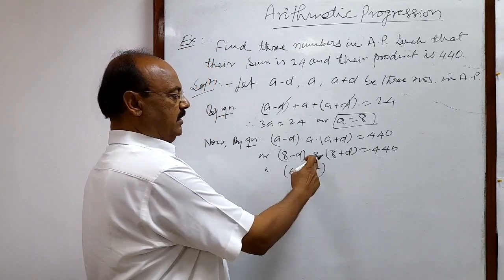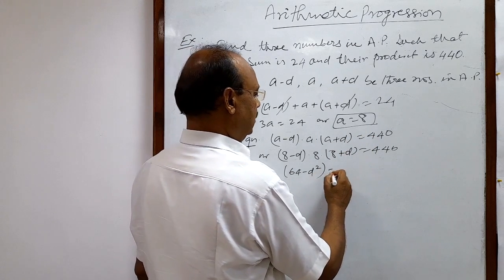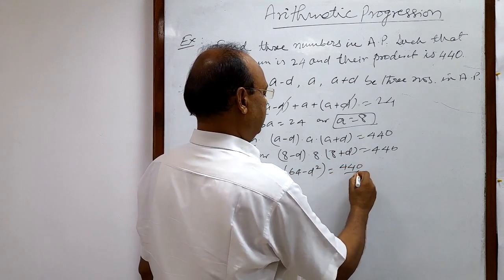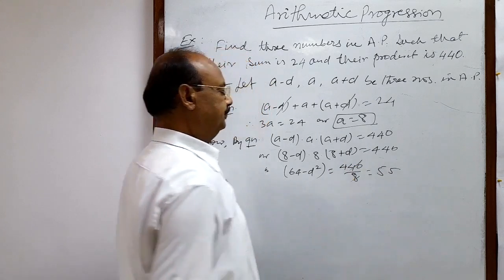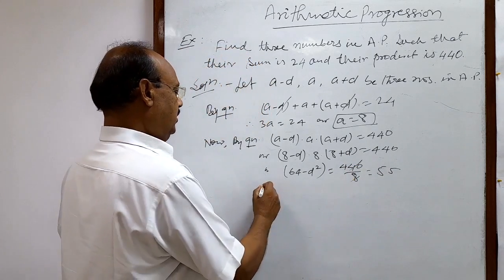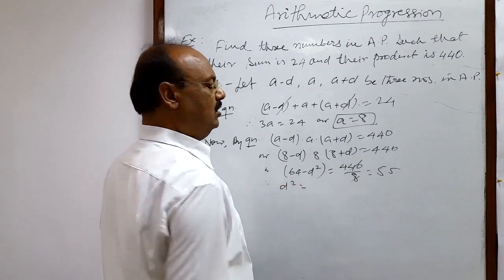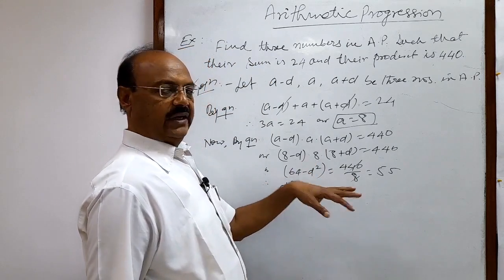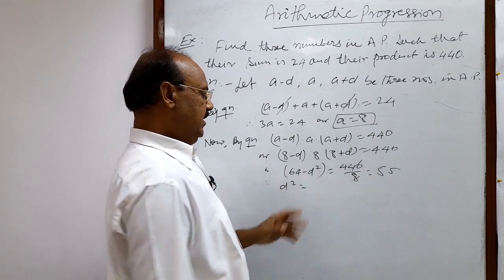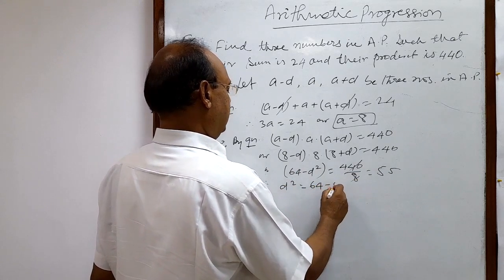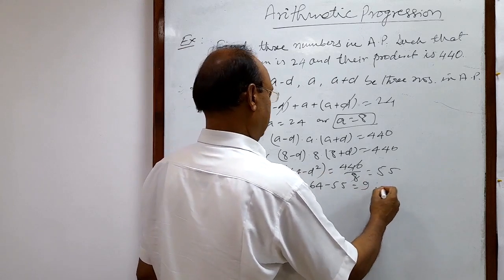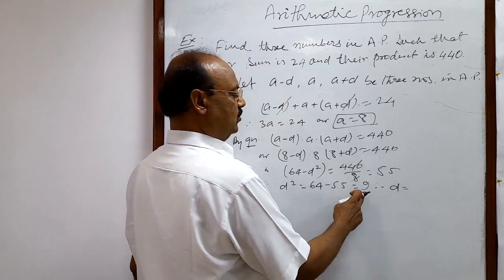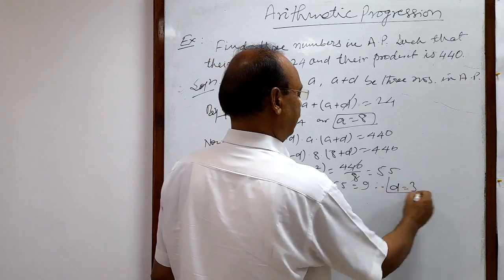Correct? And this 8 will be transposed to the right hand side. So, this is equal to 440 divided by 8. This is equal to 55. Okay. So, therefore, d square is equal to how much? You transpose d square to that side, 55 this side. So, this is 64 minus 55 and this is equal to 9. And therefore, d is equal to how much? Square root of 9, that is 3.